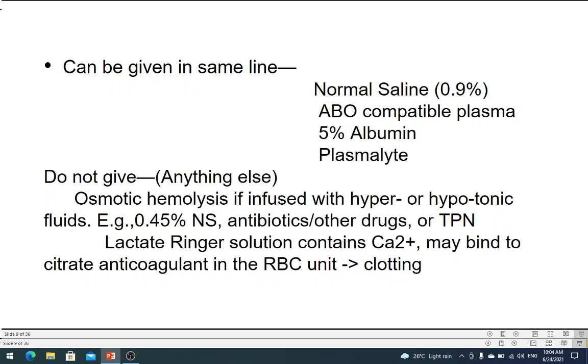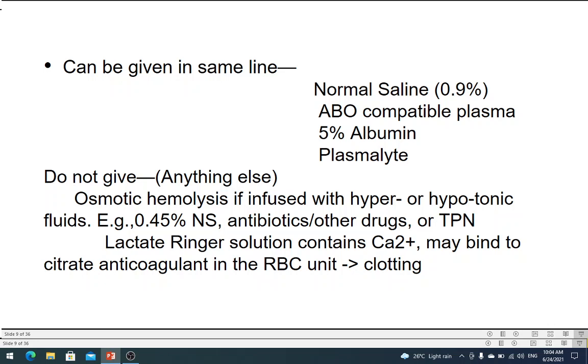The things that you can give are normal saline. You can give ABO compatible plasma along with that. You can give albumin 5%, and you can give Plasmalyte, Isolyte, various mixtures of fluids that are commercially made, but they should be isotonic. It should not contain calcium. They should be isotonic and it should not contain calcium.